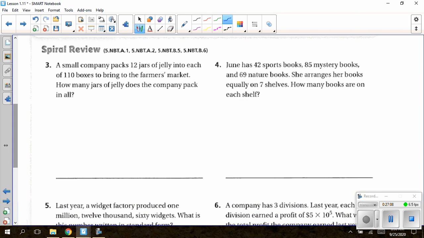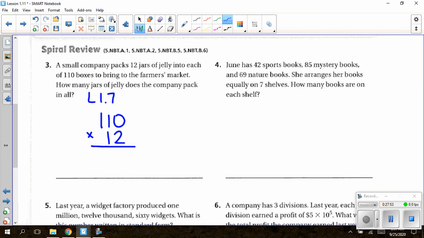Moving down to the spiral review, for question number 3, it says a small company packs 12 jars of jelly into each of 110 boxes to bring to the farmer's market. How many jars of jelly does the company pack in all? So this is from lesson 1.6, and if you recall, lesson 1.6 was multiplying. So, I'm sorry, this is actually lesson 1.10, multi-digit multiplication. So we do have 12 jars of jelly into 110 boxes each. So that means we are taking 110 times 12 to figure out the total number of jars of jelly.